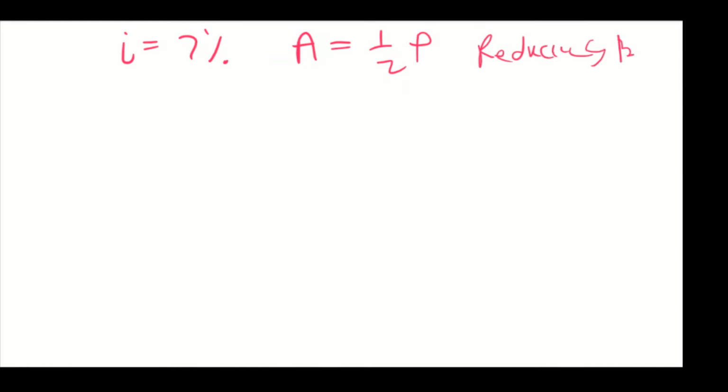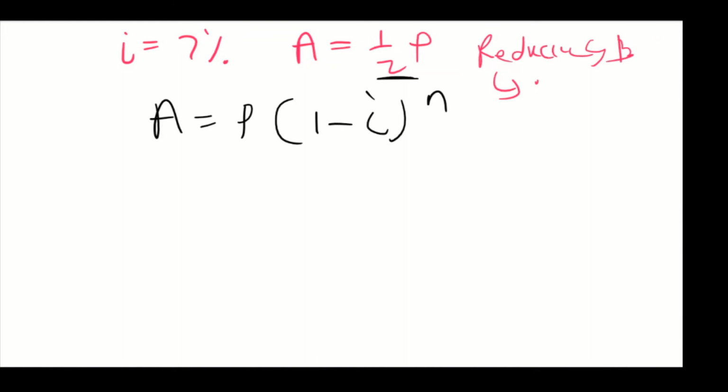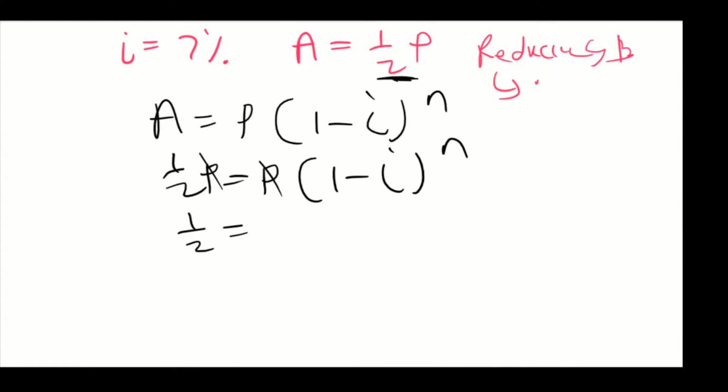Reducing balance is the compound formula, the decay compound formula. So the formula is going to be A equals P into 1 minus i to the power n. And instead of writing A, we're going to write half P. So it's going to be half P equals P into 1 minus i to the power of n. And then we divide out the P. We have 1 over 2 equals 1 minus i to the power of n.